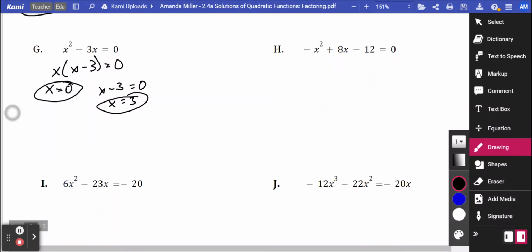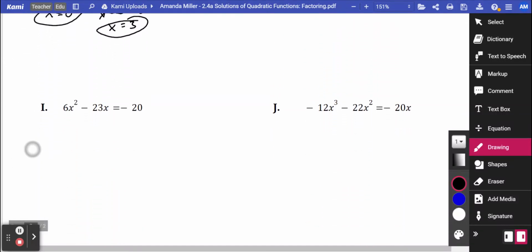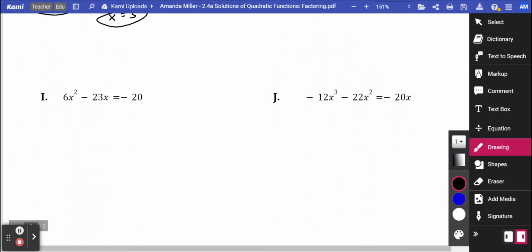Okay, I'm going to do just a couple more examples with you. So if I look at example I, this one is not solved for 0. How can I solve it for 0? Well, I'd have to add 20 to both sides. I'm not going to add 20 to either of these terms, though, because they're not like terms. So I'll have 6x squared minus 23x plus 20 equals 0.